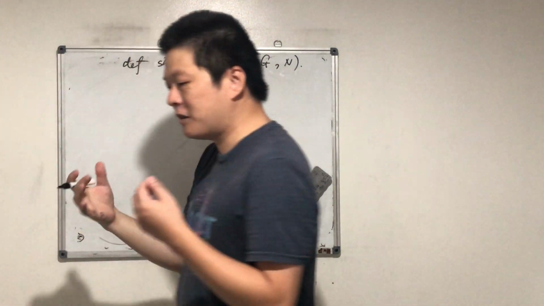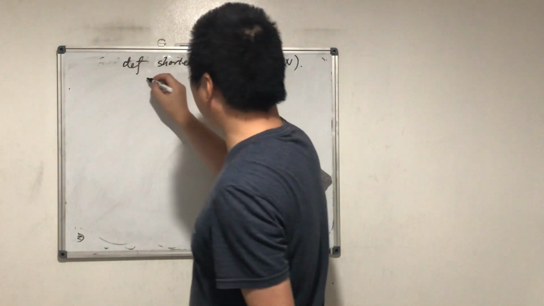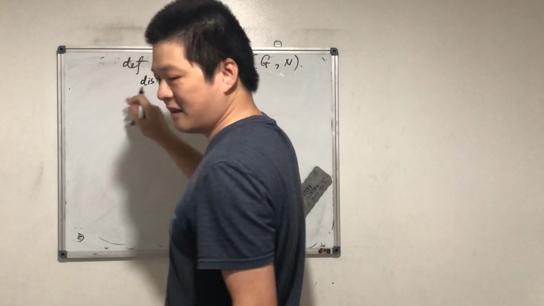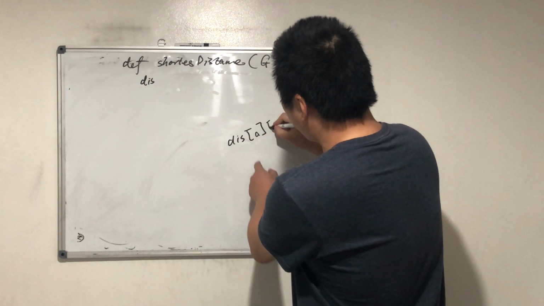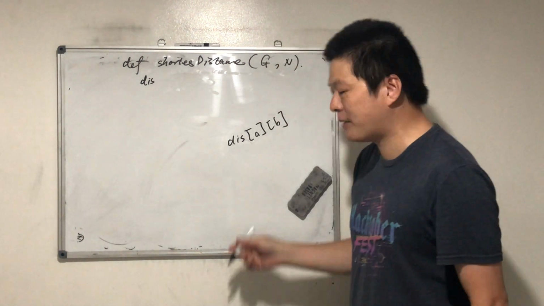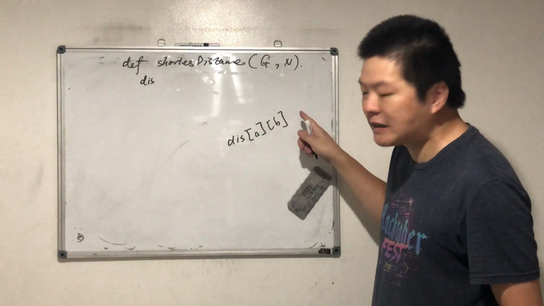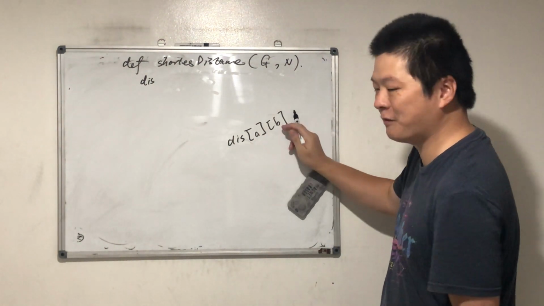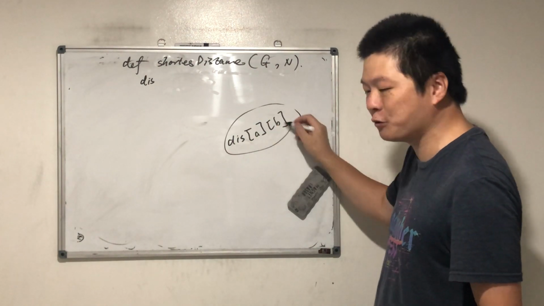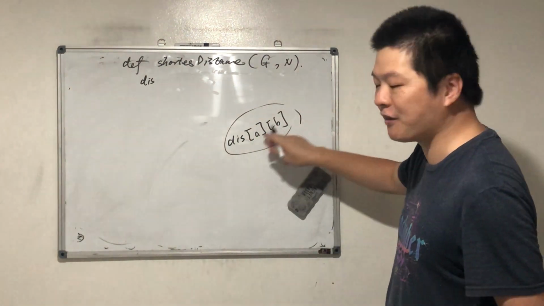First of all, we want to have a distance array. If we use a two-dimensional distance array, distance[A][B], what does this mean? It means the shortest distance from vertex A to vertex B. This is two-dimensional, a list of lists.